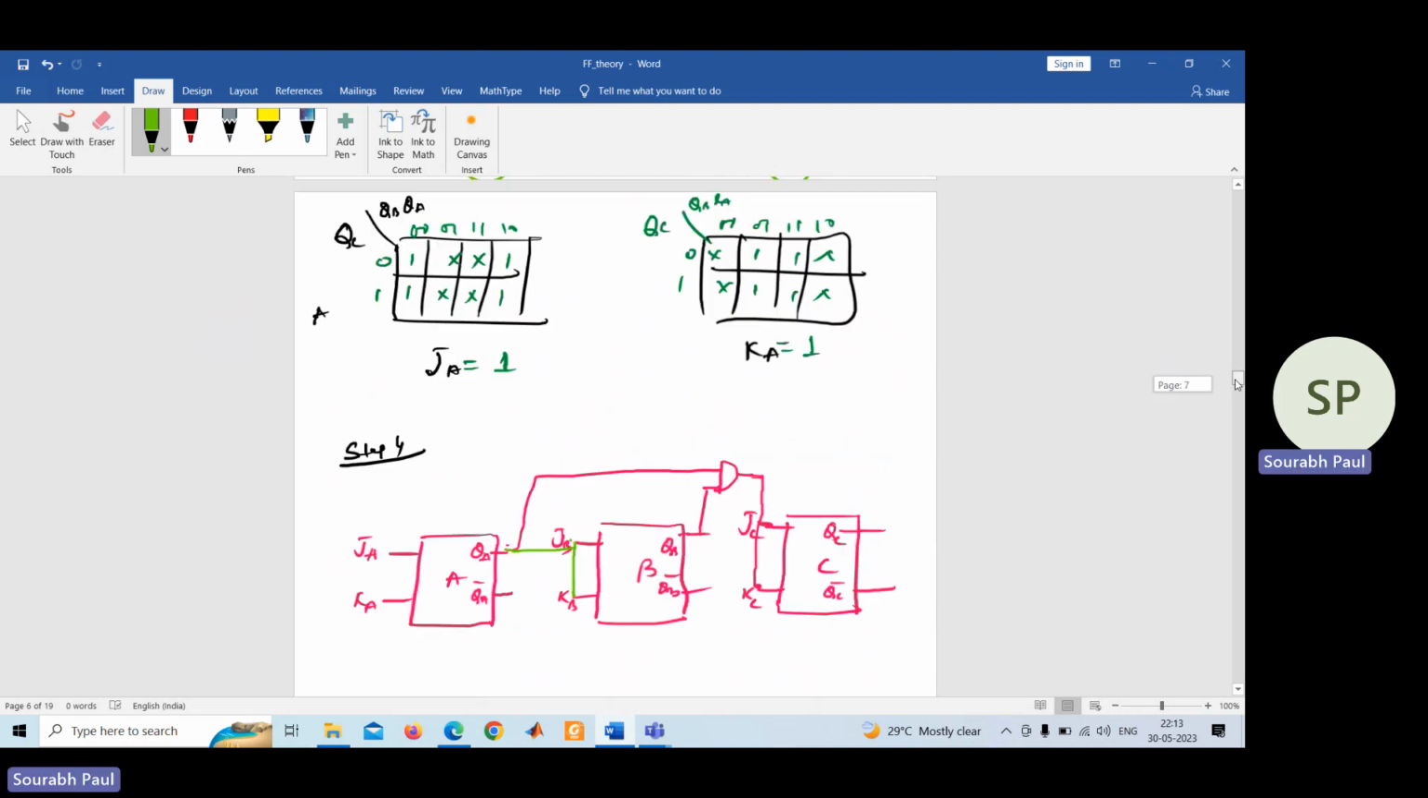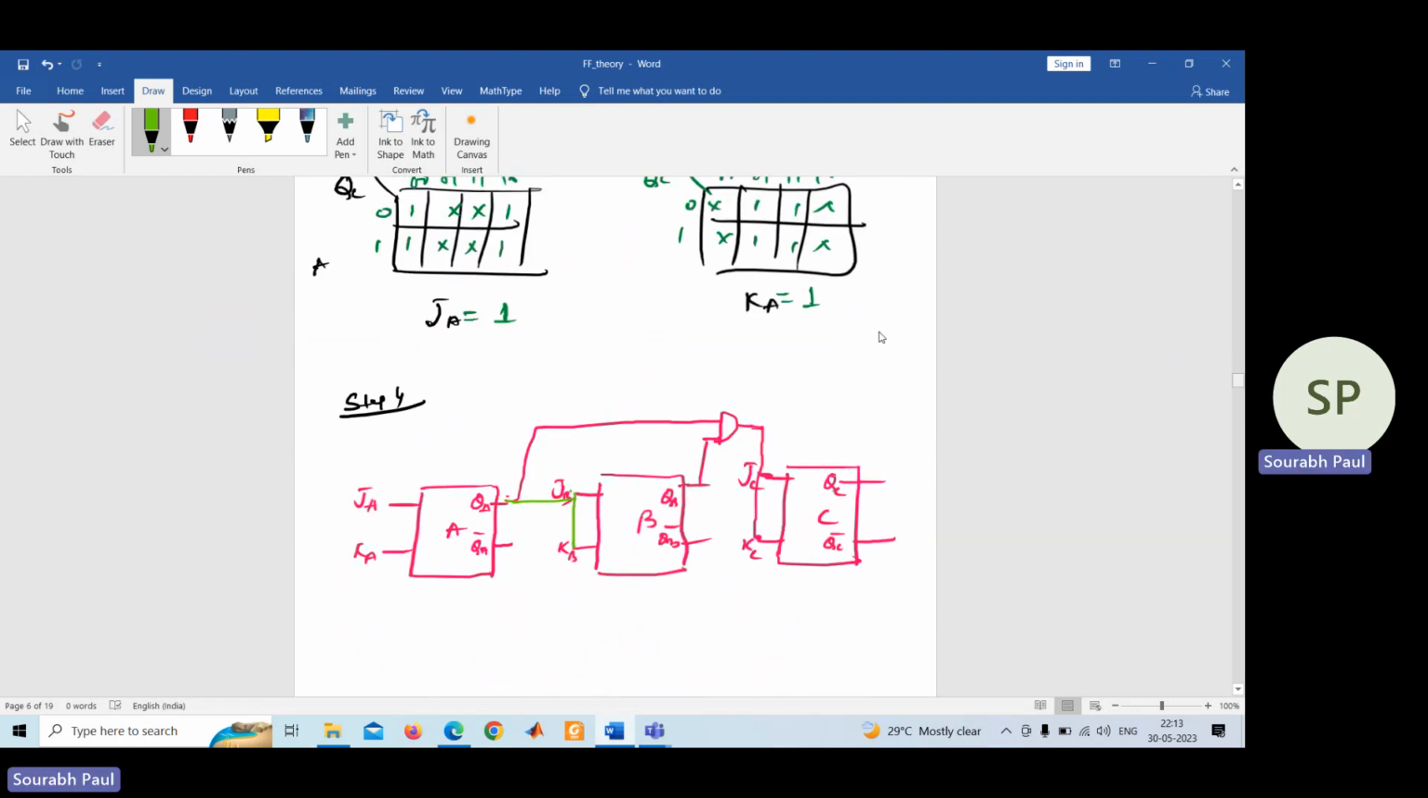Then see the last one, J and K. What about J and K? J equal to 1, K is also 1. So short J and K and give the value of logic 1 here. Okay, so this is the implementation of the up counter using JK flip-flop.